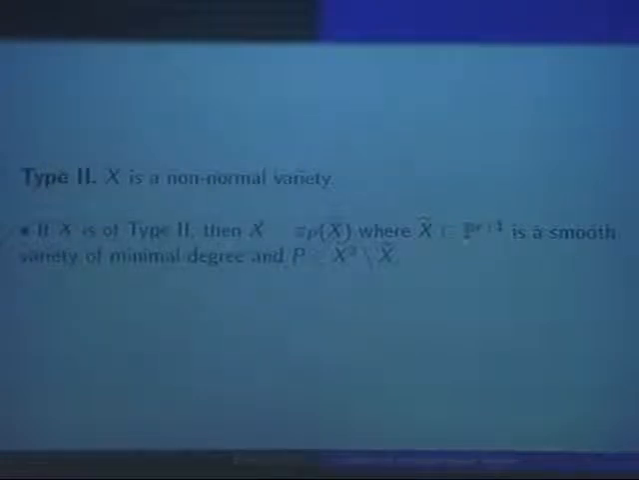Here, the smoothness condition comes from the complete classification of varieties of minimal degree, and the fact that our variety X is not a cone. And since X is not normal, the projection should be singular. That is, the projection center should be contained in the secant variety of X tilde.